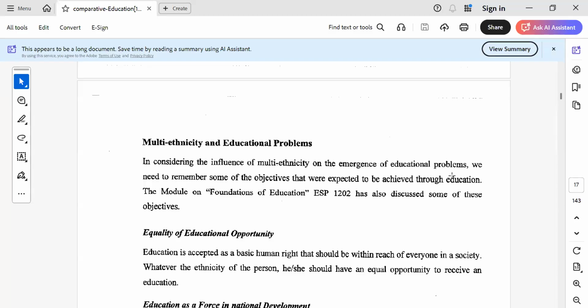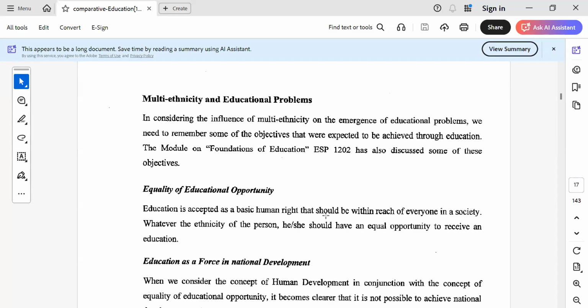So in considering the influence of multi-ethnicity on the emergence of educational problems, we need to remember some of the objectives that were expected to be achieved through education, right? The module on Foundation of Education ESP 1202 has also discussed some of these objectives. I think under philosophy, they have Foundation of Education ESP 1202 in your Apex campus, right? So, equality of educational opportunity.